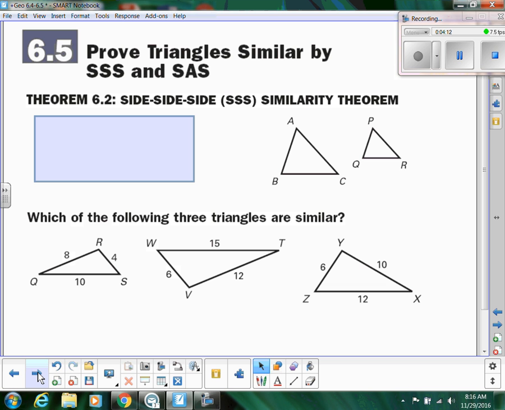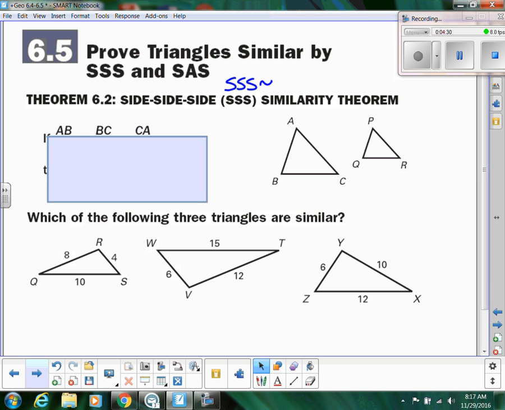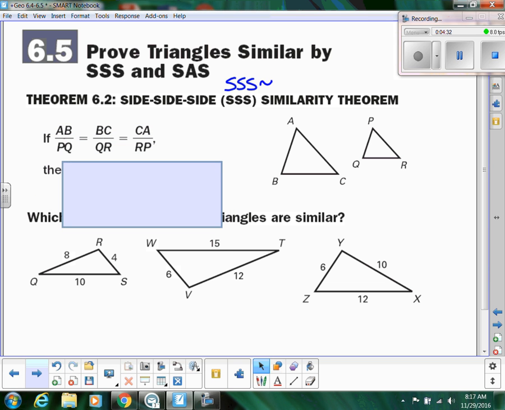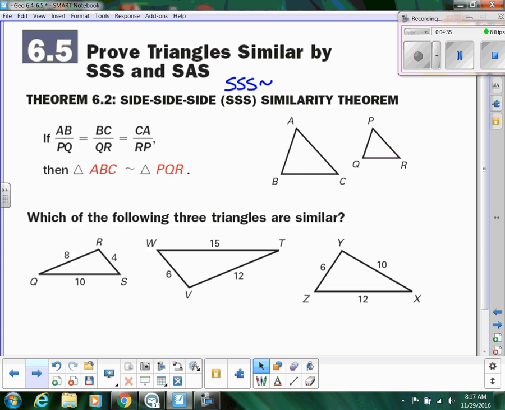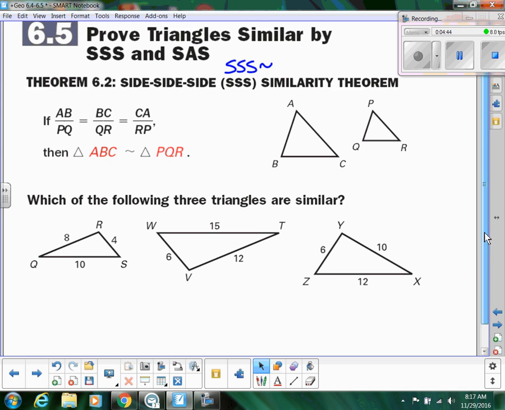We also have some more shortcuts, and one of them is called side-side-side similarity. Just so we don't confuse this with the congruence one, I want you to put SSS similarity. If you just put SSS, I'm going to think you're talking about congruent triangles. Basically, if we know that all of the sides are proportional, then we know those triangles are similar, and all of those angles then have to be equal. Let's use that here.